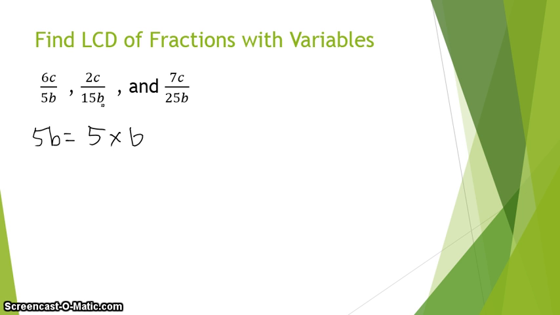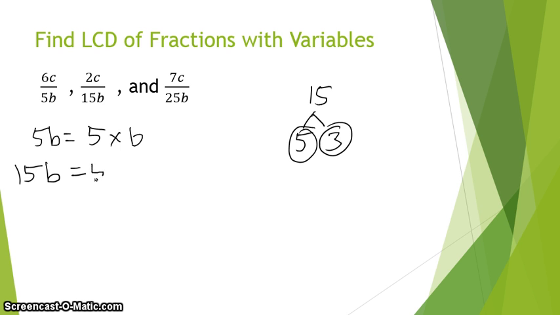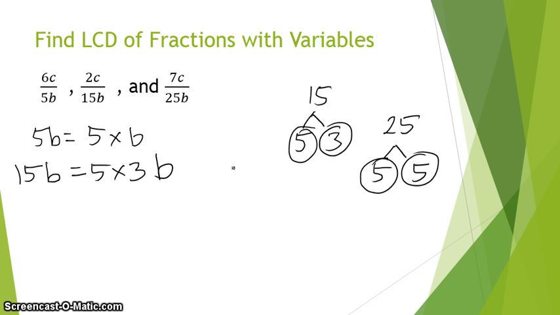15b, we can break that down. 15 is, I'm going to show it on the side here, in case you need to see this, 5 times 3, which are both prime numbers. So 15b is the same thing as 5 times 3 times b. And then 25b: 25 is the same thing as 5 times 5, both are prime numbers. So 25b is the same as 5 times 5 times b.